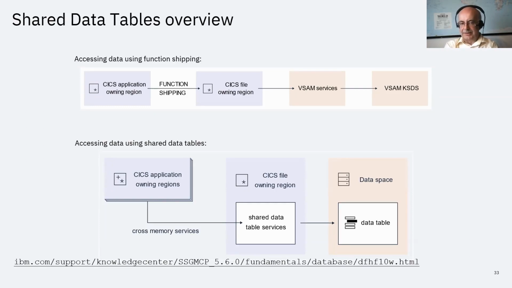With shared data tables, which of course has been around a good number of years, we have application owning regions that can use cross-memory services into a file owning region, which has got a bunch of storage associated with it, which is holding your customer data, so that if it's for read, we don't have to go read the data off disk via VSAM.